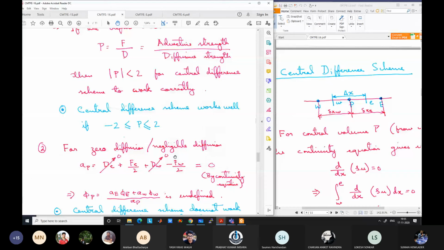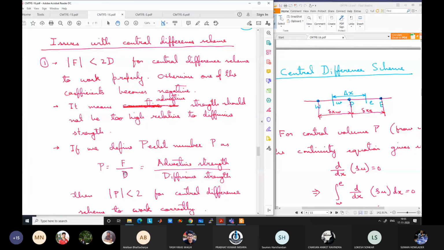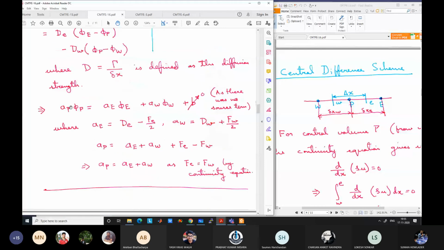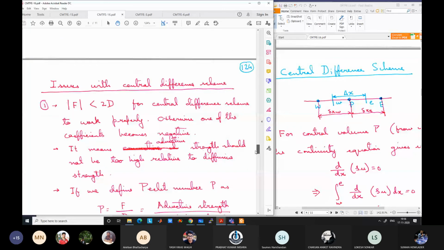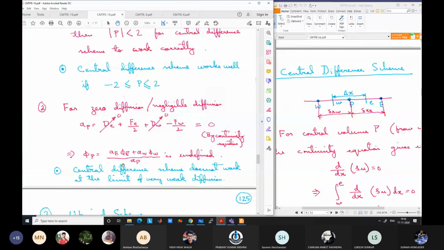And now you can see the problem. What is the problem? We have defined phi P like this, right? Phi P is equal to AE phi E plus AW phi W by AP. So when we write this, this becomes undefined. So the central difference scheme does not work at the limit of very weak diffusion.